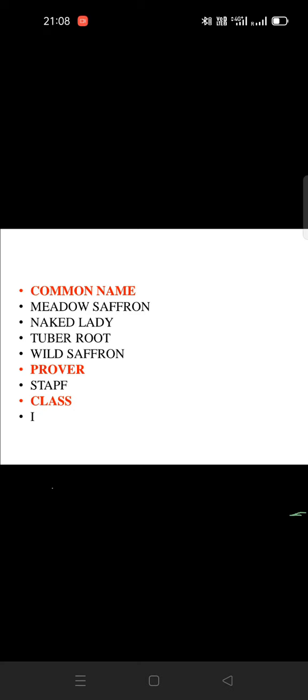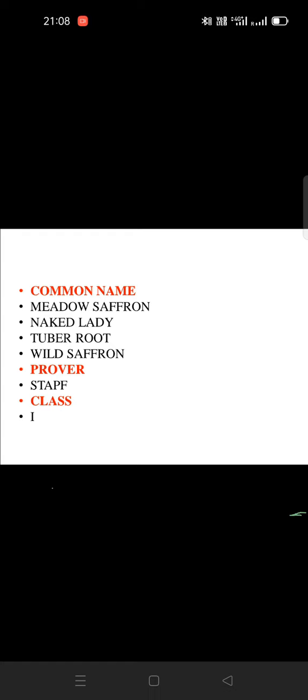known as naked lady and tuber root. Another name is wild saffron. But another medicine is known as beautiful lady. Which medicine is named beautiful lady? Can anyone tell me? Yes, very good, very good. And this medicine belongs to class 1.